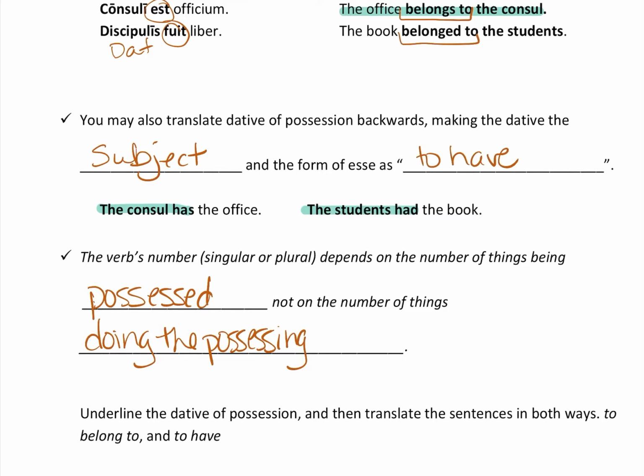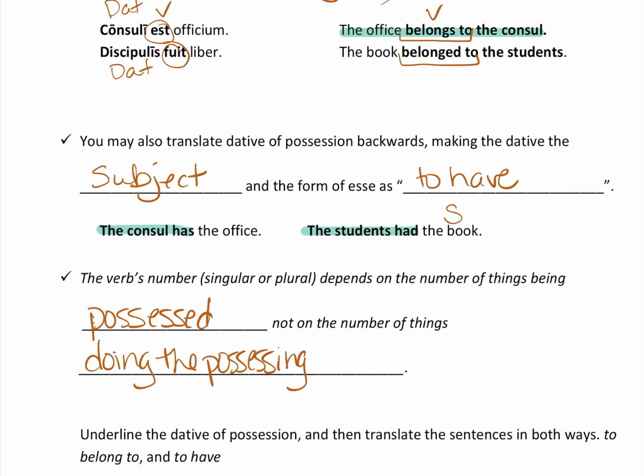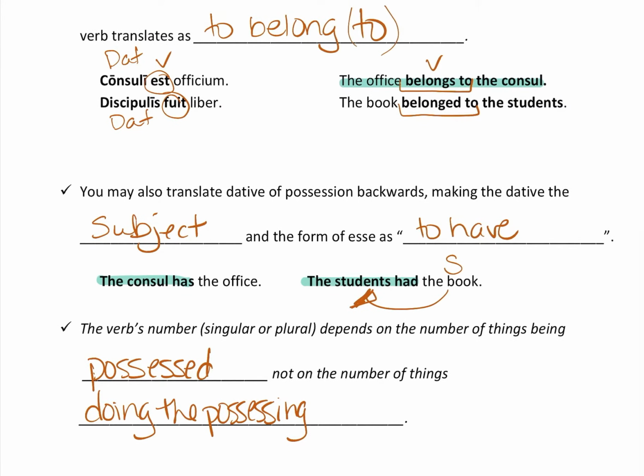So let's go ahead and look. The singular book: the students had the book. Book is singular, and it's possessed by the students. So the verb fuit is also singular, even when we make the dative students the subject of the sentence in English. So we say the students had the book, and normally if you translate into Latin, you'd go, oh, this is plural, so the verb has to be plural, but not in this case. The verb is dependent on the number of things being possessed.